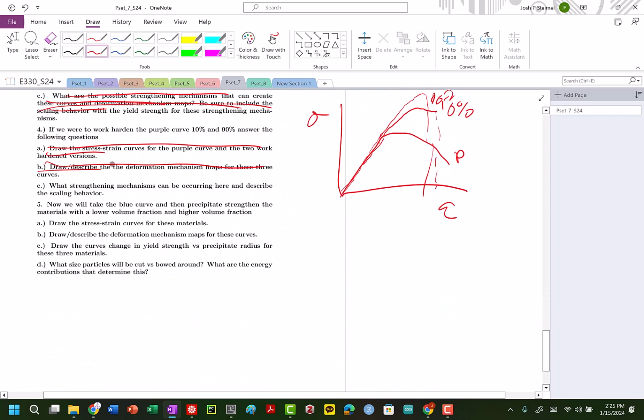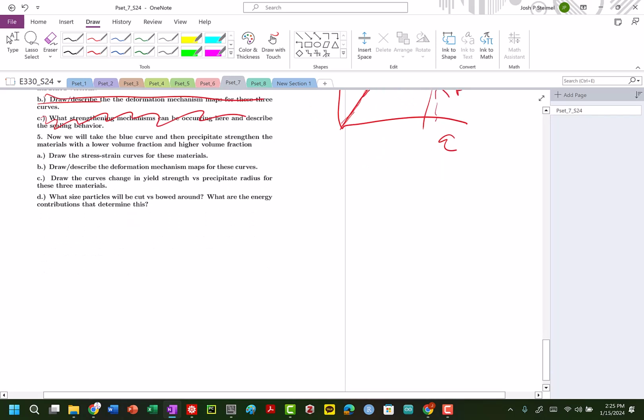I expect a lot larger answers from you, much more explanations, much more drawings, of course. This is just our quick solution video. What strengthening is occurring? And we've already done that one. So it has to be work hardening and it has to be grain size strengthening, because those are going to change each other. Let's look at the blue curve.